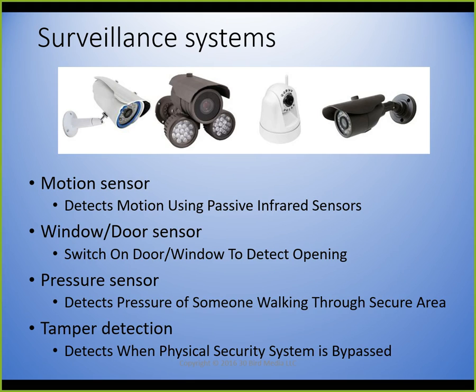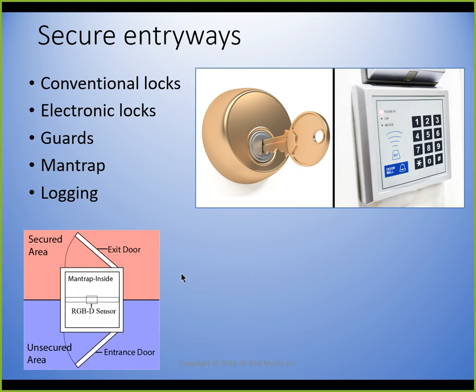Window and door sensors: a switch on the door or the window to detect it being open, and where are they going to go, how high, kind of the things we talked about in the window placement a little bit earlier. When we see the secure entryways, what kind of locks are we going to have? Conventional locks, electronic locks, we're going to have guards, we're going to have a man trap, we're going to have logging. What are we going to do?